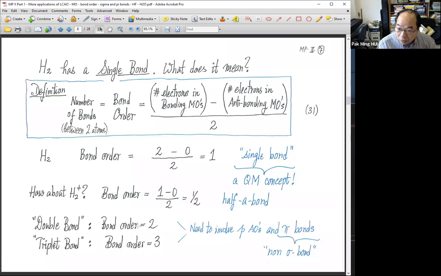Therefore, it's natural that if you have many more electrons in bonding than antibonding orbitals, the difference may be 4 divided by 2, that will be a double bond, and then you might have a triple bond. That happens, for example, in nitrogen, N2, using the P states.